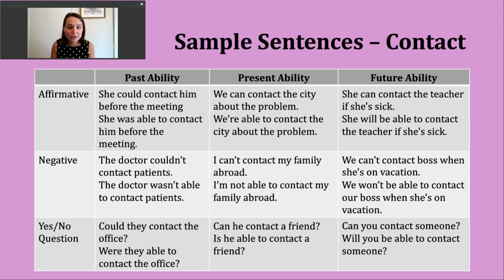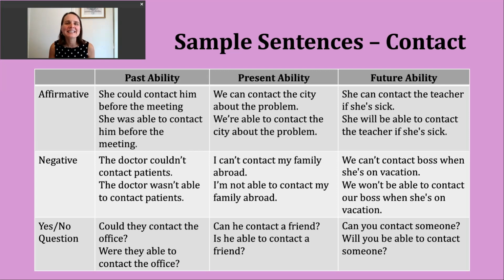We can use our modal could. Could they contact the office, right? So we're talking, were they able to, right? And that leads to our second one there. So we're starting with our past tense form of be, were. Were they able to contact the office?